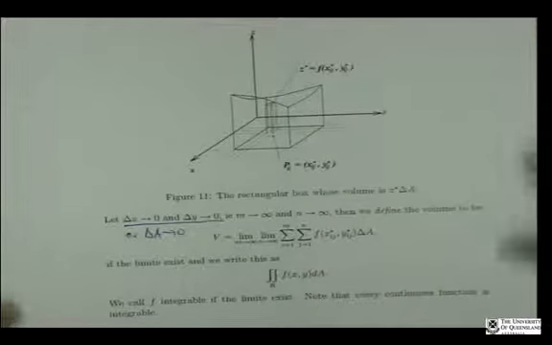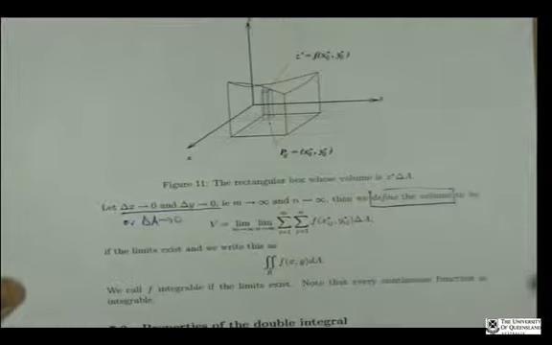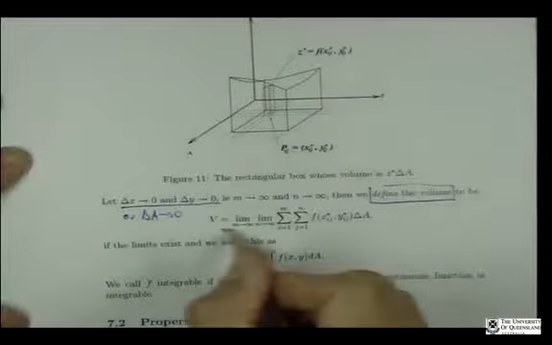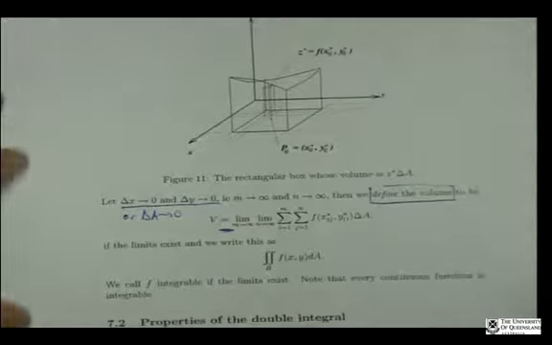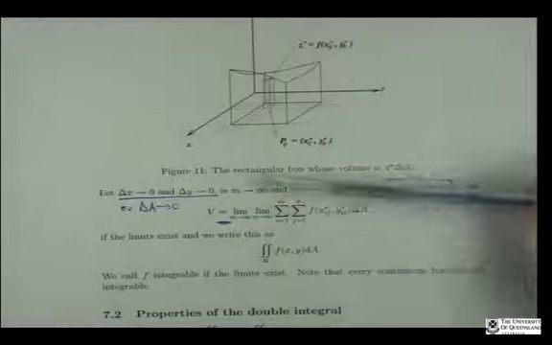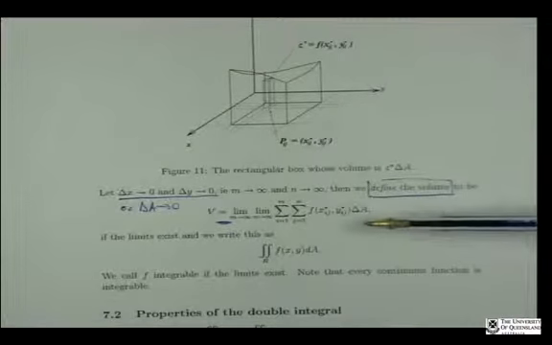Okay, we end up defining the volume. Remember, we're all about quantities here. This is a maths course. We end up defining the volume. So now we've got an equal sign here, defining the volume to be the limit, as either one of these limits is obtained, of this expression. This is what's called a double Riemann sum.